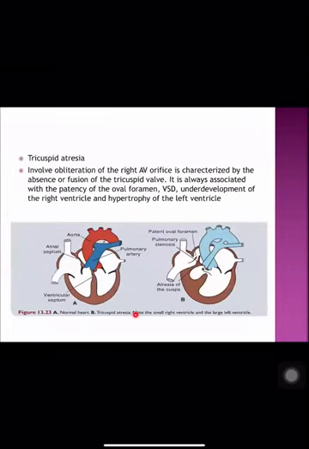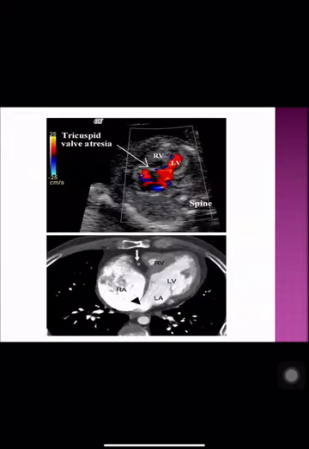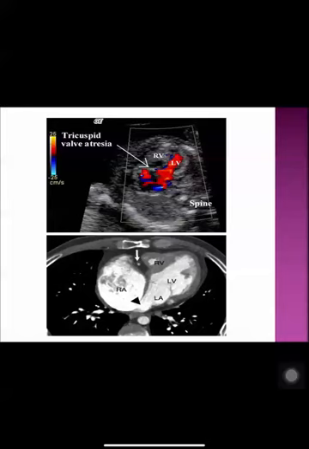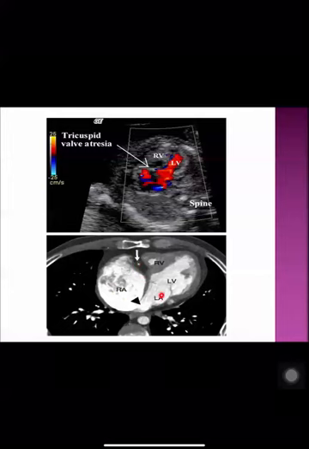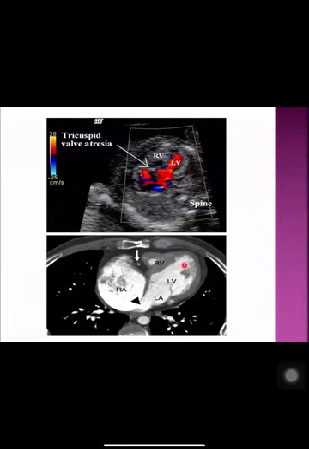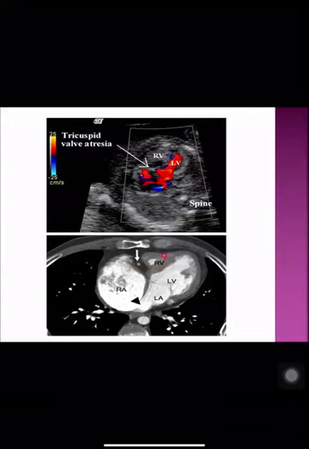Now, another defect is the tricuspid atresia, where we will have an absence of the tricuspid valve with the obliteration of the right orifice. So what will happen here? When we will have an absence of this valve, the only access from the right atrium will be through the patent foramen ovale to the left atrium. And this will cause the hypertrophy of the left ventricle with the underdevelopment of the right ventricle.